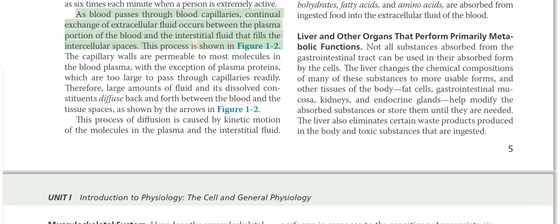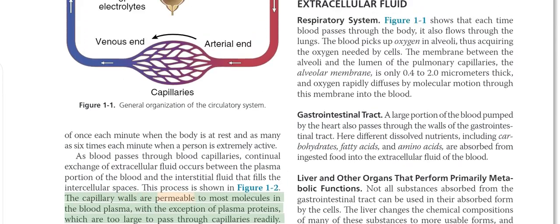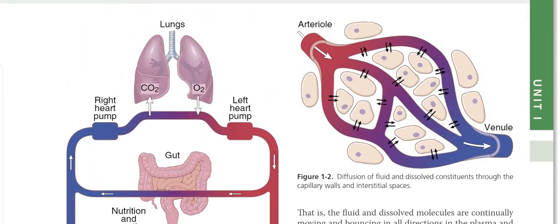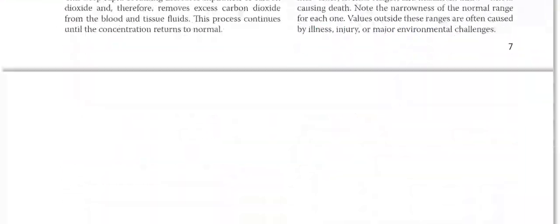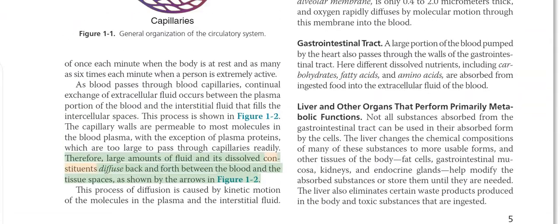This process is shown in figure 1:2. The capillary walls are permeable to most molecules in the blood plasma, with the exception of plasma proteins, which are too large to pass through capillaries readily. Therefore, large amounts of fluid and its dissolved constituents diffuse back and forth between the blood and the tissue spaces, as shown by the arrows in figure 1:2.